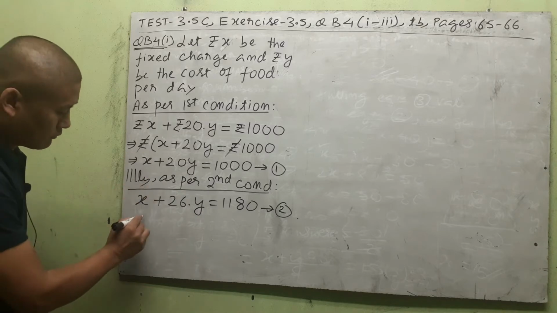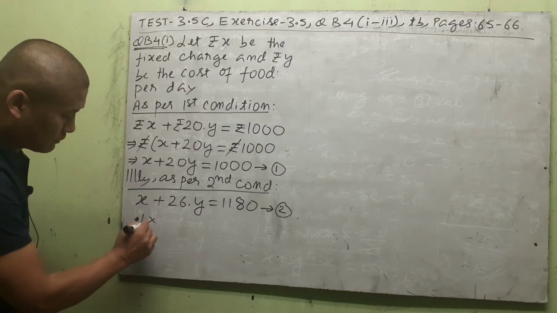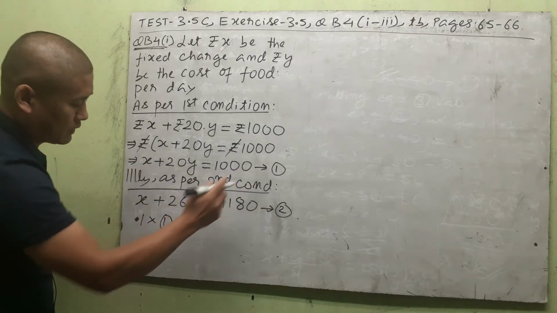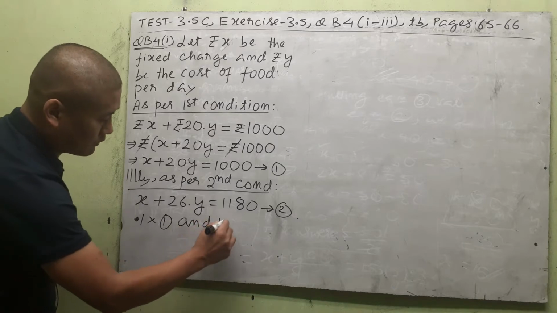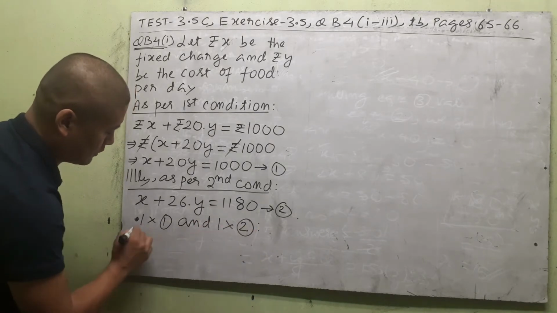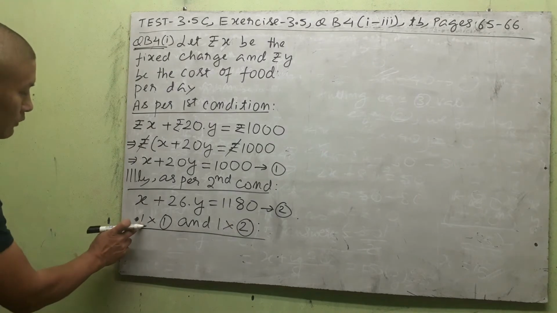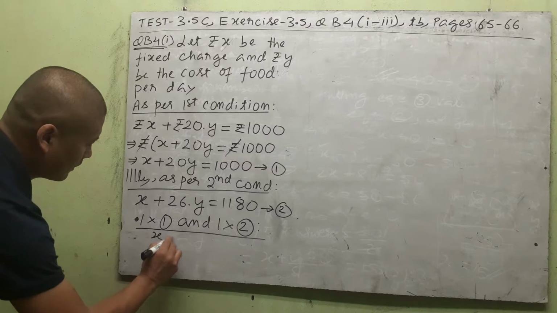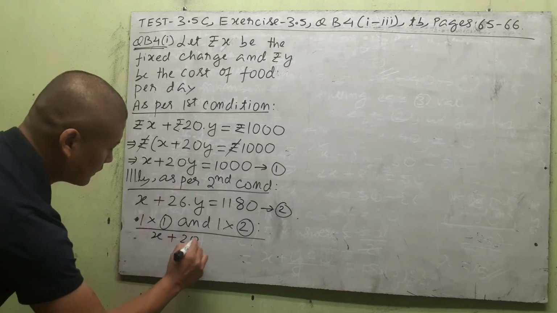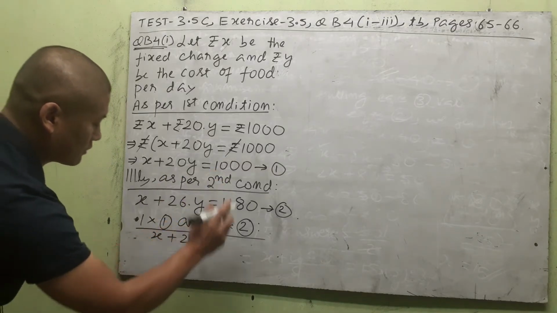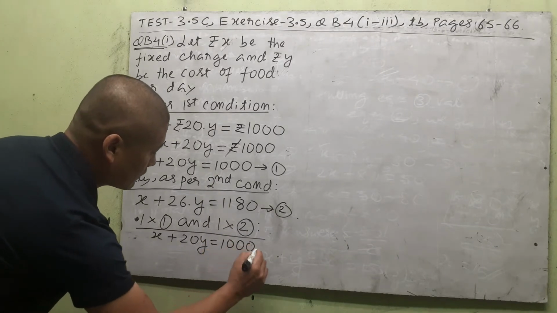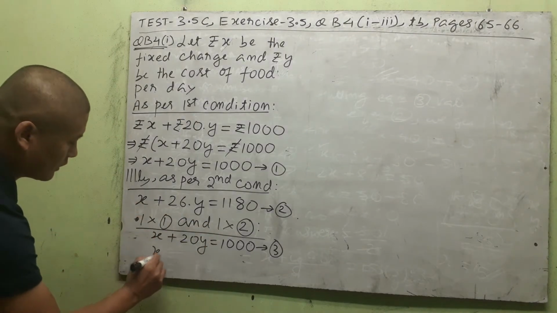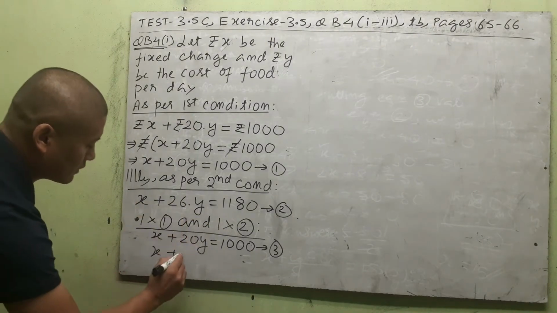So if they are already equated, we learned in a previous chapter that by elimination method, we multiply that equation by 1. Number 1 multiplies every term in equation 1. And then number 1 will also multiply every term in equation 2. Then we're going to get here 1 into x is x, right? Plus 1 into 20y is 20y. 1 into 1000 is 1000. So let's put this as equation 3. And 1 into x in the second equation is x, plus 1 into 26y is 26y.